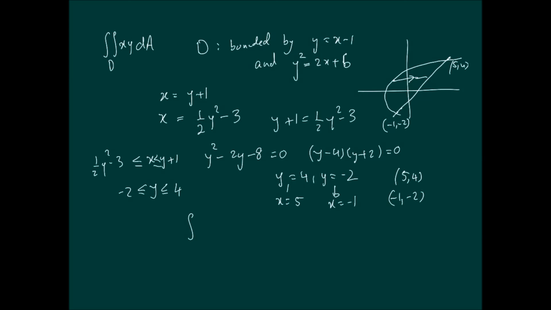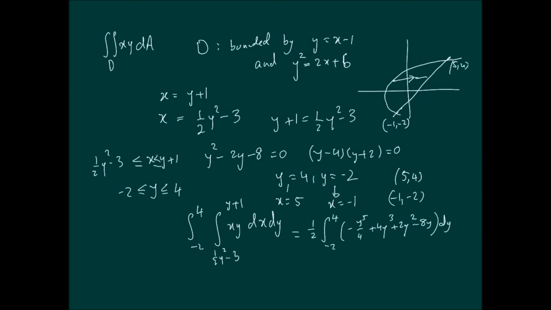So essentially this means that you have y from -2 to 4, and then you have, of course, x from half y squared minus 3 all the way up to y plus 1. All right, and we are integrating xy, and we're going to do this time dx first, followed by dy. And of course that will be equal to, so that's going to work out in the end to be 36. Okay, so we'll stop here.